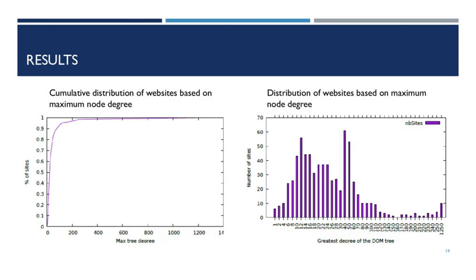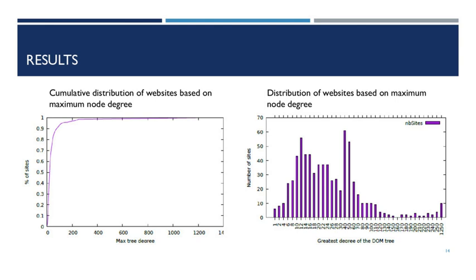How many children nodes does an element have? This is shown in the plots on this slide. This time we found that 50% of websites have a maximum degree of 22 or less, while 90% of websites have a maximum degree of 80 or less.